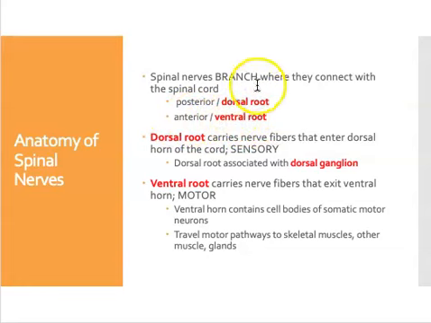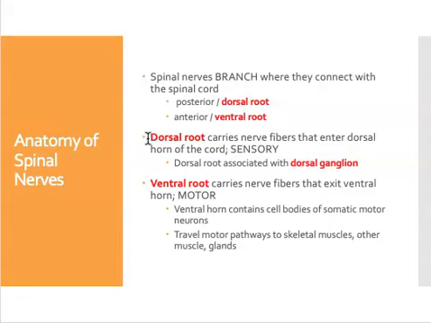Now, I have dorsal and ventral shown in the red highlighted font here because these are the terms you should use. Dorsal root and ventral root. The dorsal root is actually carrying fibers coming in from the peripheral nervous system that have sensory information in them.